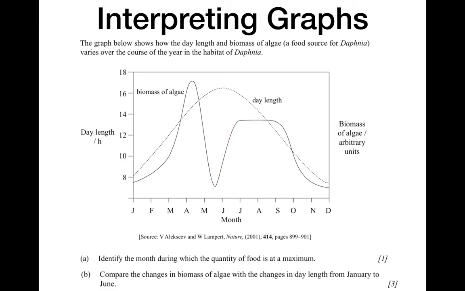So that kind of thing, using actual data points, and you should put numbers here that reached a maximum of about 17, just arbitrary units, no real units for biomass. When the day length peaked at 16 hours in June, when the day length was at 14 hours, the biomass algae peaked at its highest value, that kind of thing. Use actual data points to help.